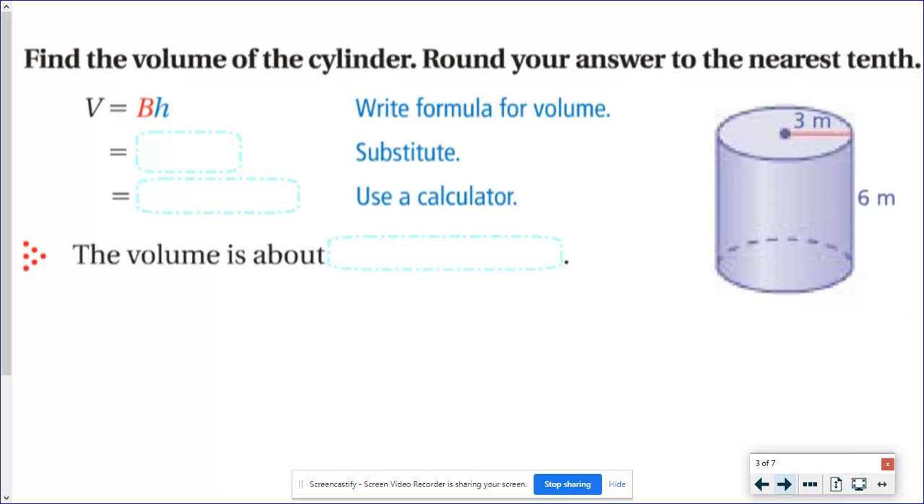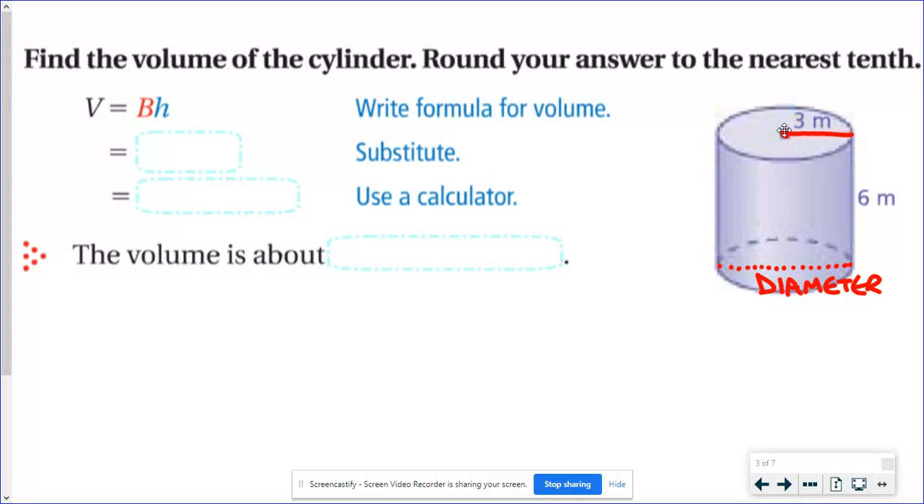So in this one, I've got this cylinder that has a radius of 3 meters and a height of 6 meters. If you don't remember, the radius is this right here. It goes from the center of the circle to the edge of the circle. If I was looking at going all the way across a circle, that's called the diameter. And you're going to have to be careful because sometimes they are going to try to be tricky and give you a diameter instead of a radius. So make sure that you're always looking for the radius.